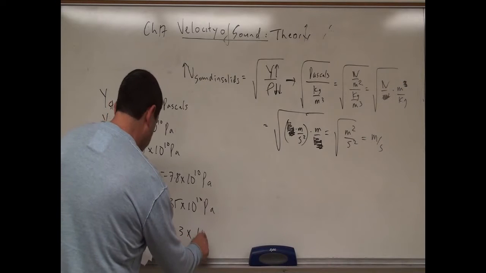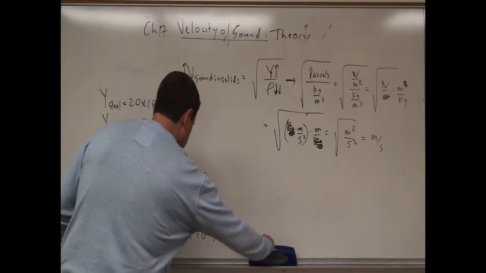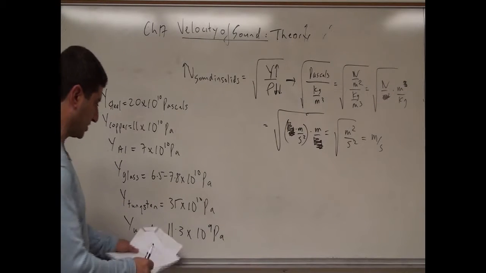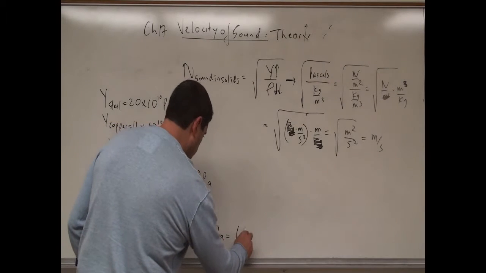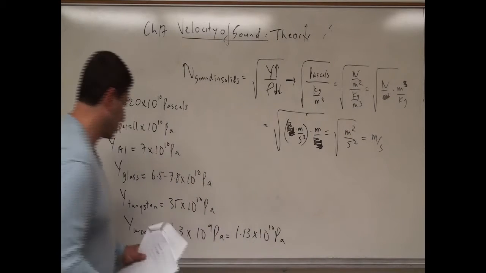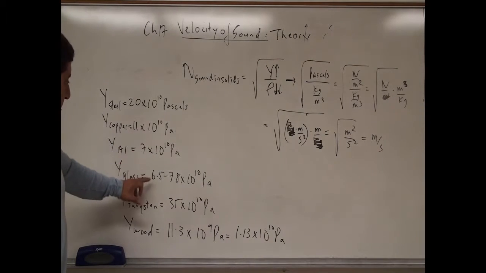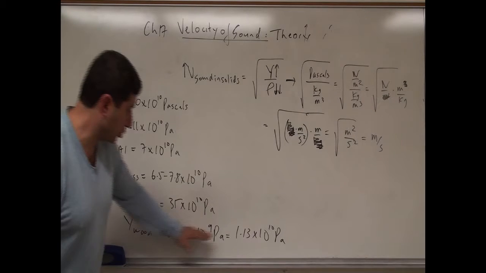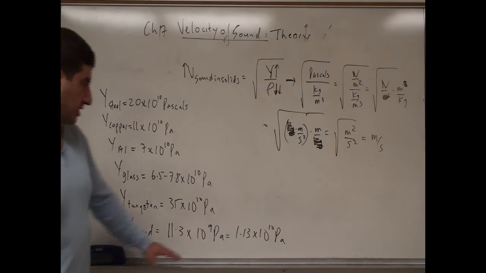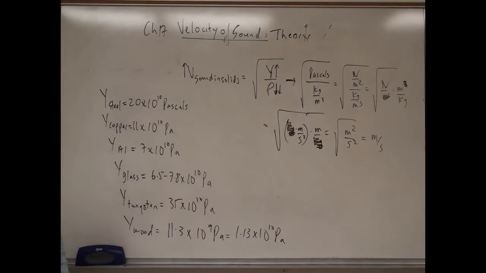0.3 times 10 to the 9th pascal. So notice that it is one order of power less. Or we can change this to 10 to the 10th and say 1.13 times 10 to the 10th pascal. So these are 20, 11, 7, 6, 35. This goes all the way down to 1. So it should be much easier to stretch wood or to compress wood. Okay, so that makes sense too. So steel, the metals are usually harder.